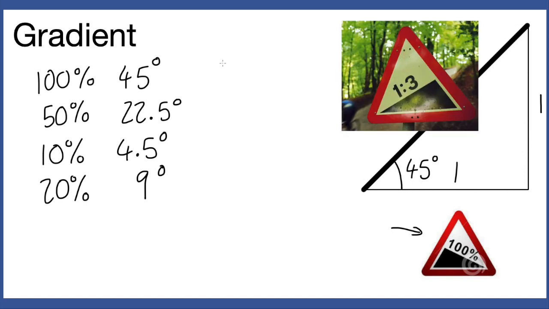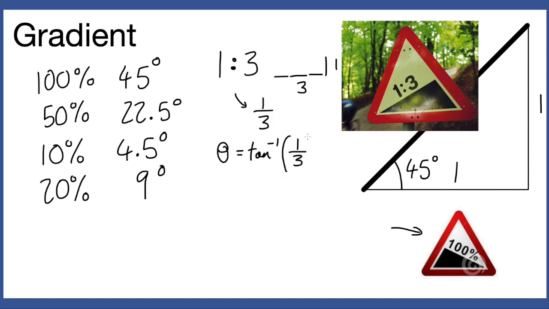So if we have a ratio, for example, 1 to 3, this means that for every 3 I go across, I go up 1. So in this way, I have a gradient of 1/3, which I then have to work out using trig. In this case, we've got opposite and adjacent, so the angle is tan to the -1 of 1/3, which is 18.4 degrees. So when you see a percentage on a sign, remember, it's a percentage of 45 degrees.